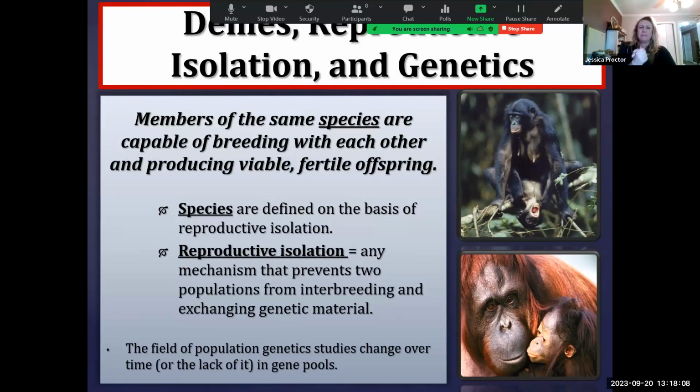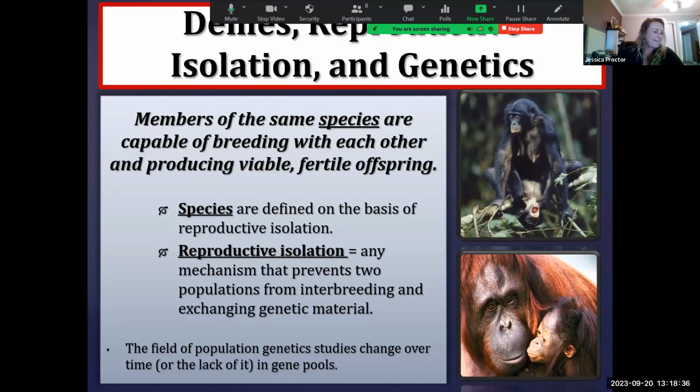All right, so some more key concepts and vocab words to get out of the way to make sure we can understand what we're talking about here. To be a member of the same species, you must be capable of breeding with one another, and not just breeding with one another, but you must also be capable of producing both viable and fertile offspring. That's the important part.